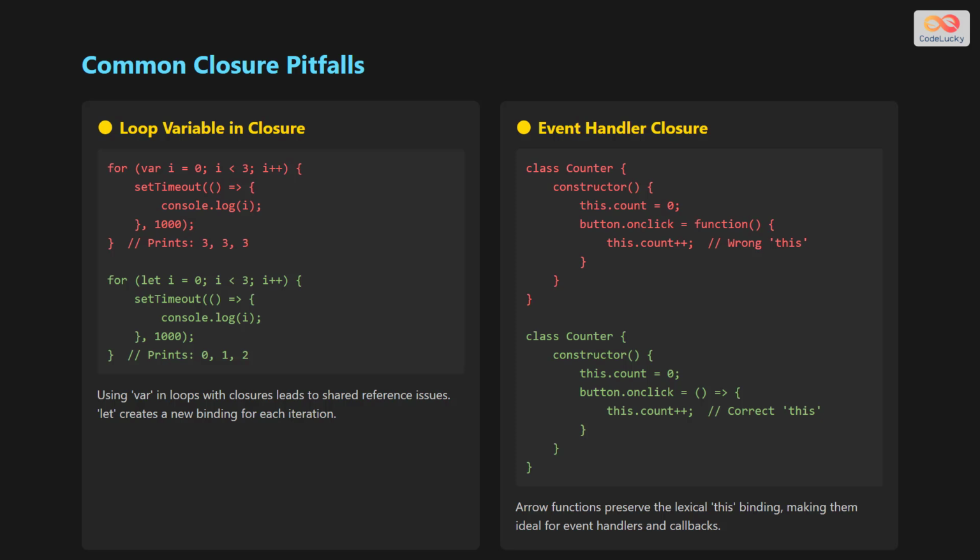Another closure pitfall occurs with event handler functions. If you use a regular function, the this keyword inside the handler will not refer to the current counter object. To fix this, use an arrow function. Arrow functions preserve the lexical this binding, making them ideal for event handlers and callbacks.